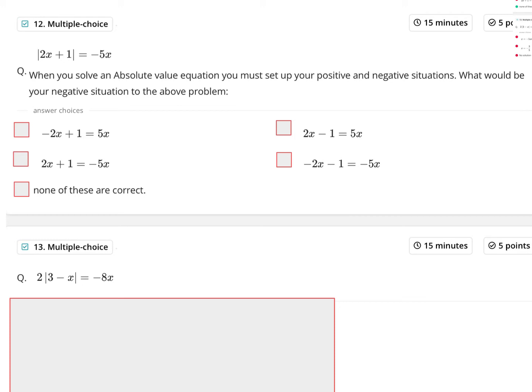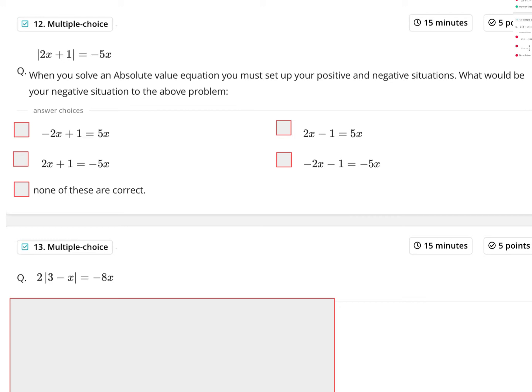Anyway, what would be your negative situation to the above problem? So here's your problem. It's already isolated. If you did do the positive situation, you would write it exactly the way it is. If you did the negative situation, you would write it exactly the way it is, but you'd have to change this sign. So what is the negative situation?